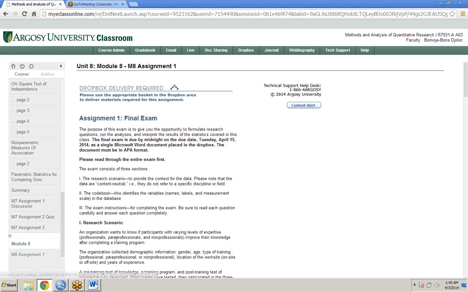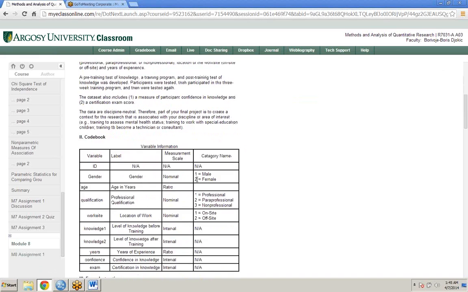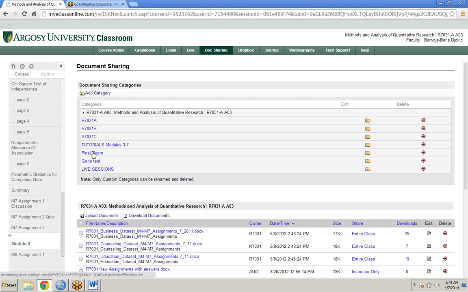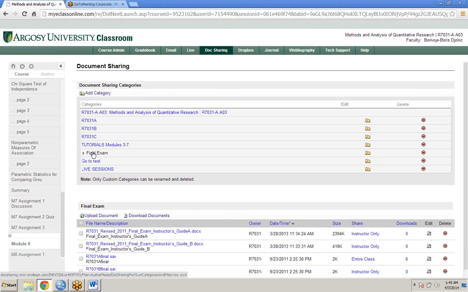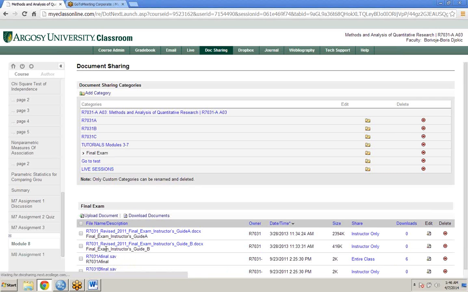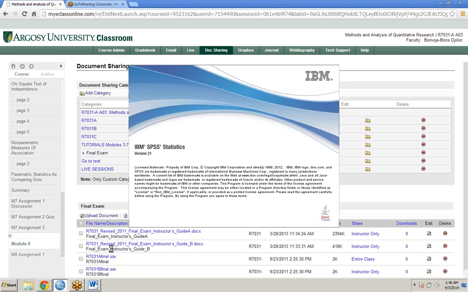description. However, the data that we need to use to answer these questions is found in doc sharing under the final exam, and you have the R7031A final, which is accessible to all the students. So if we open it, we'll have another data set. I'm going to open it so we can see how it is. It's matching the description that's given in the assignment for the final module.